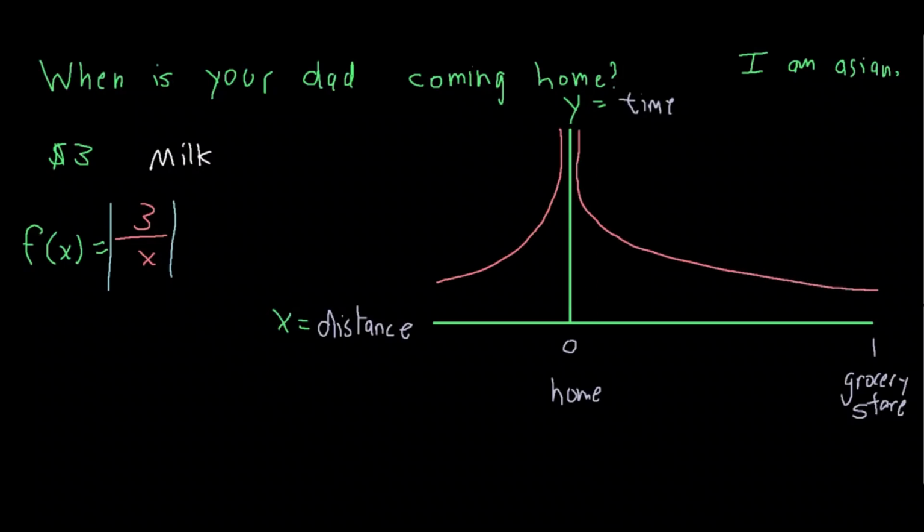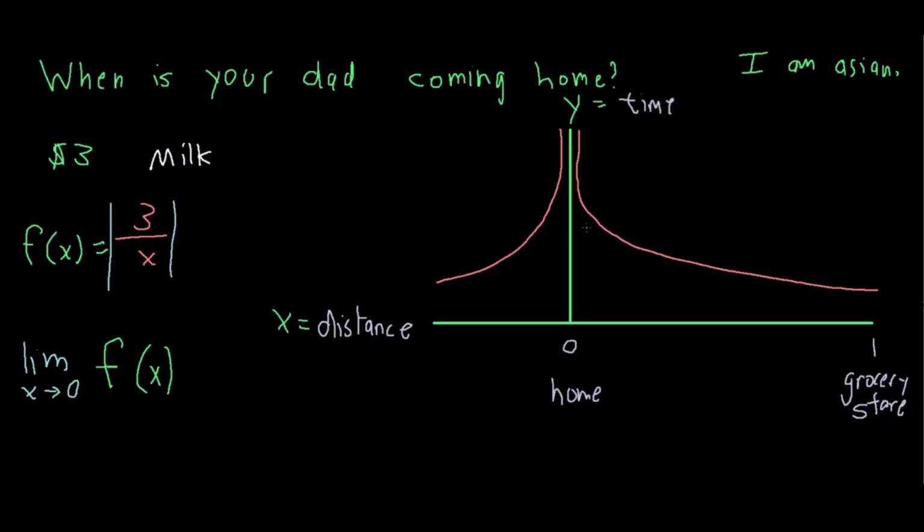In order to find out when your dad arrives home, we must take the limit as x goes to 0 of the function f of x. Actually, let's switch to a different color here, f of x. Basically, as the x value approaches 0, what value does the y value approach?